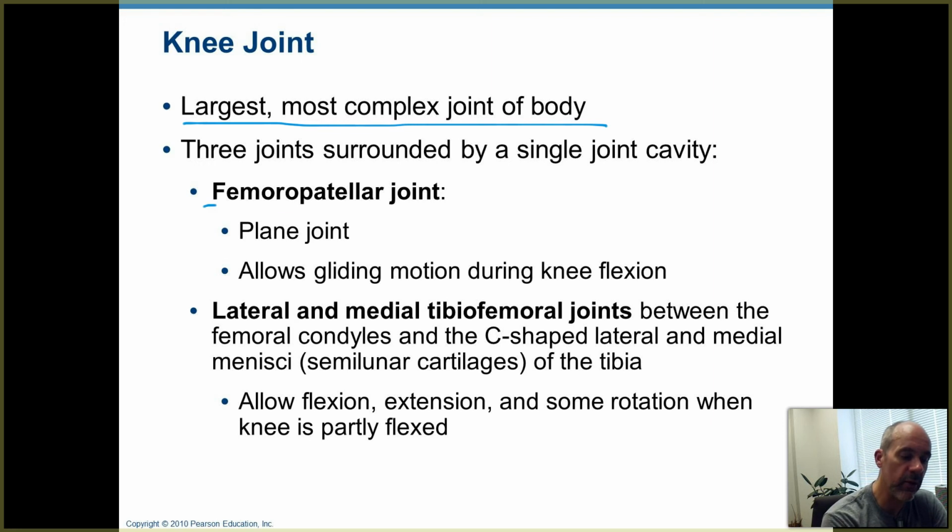So you have the femoropatellar joint, so that's the joint between the femur and the patella. So the patella, again, is your little kneecap bone. And if you think about the shape of the patella, it's flat, and it is sitting there up against the epiphysis portion of the femur. And so that's a type of plane joint. So you have a gliding motion between those two bones.